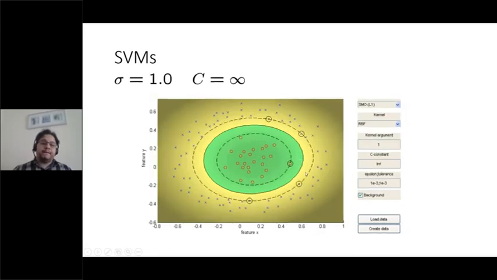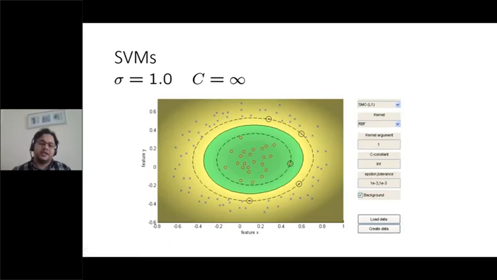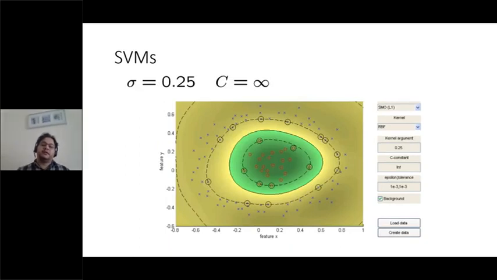Now, this is the hard margin. We did it with sigma equals 1. Now we are changing the sigma. We are still with the hard margin, but we are taking a smaller sigma. What is happening? This shape is following the shape of the support vectors, as you can see here. So this shape is not homogeneous, but it is affected by the support vectors. It's following them.